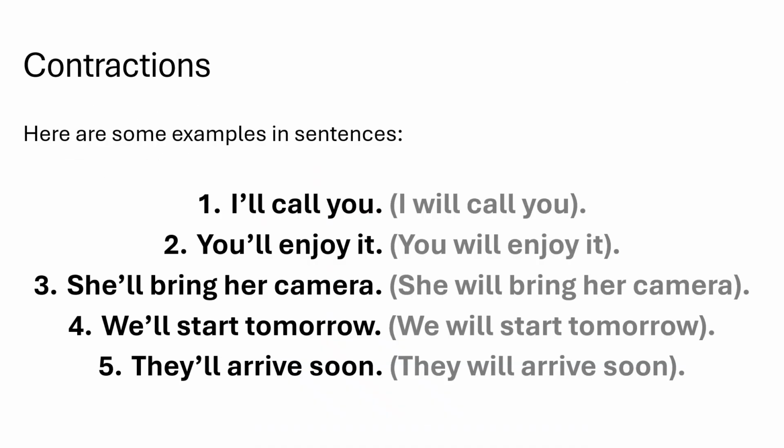Here are some examples in sentences. By reading them in sentences, we can understand the meaning through context. I will read the sentence. I will pause. When I pause, you say the sentence. I'll call you. In its full form, I will call you. You'll enjoy it. In its full form, you will enjoy it.